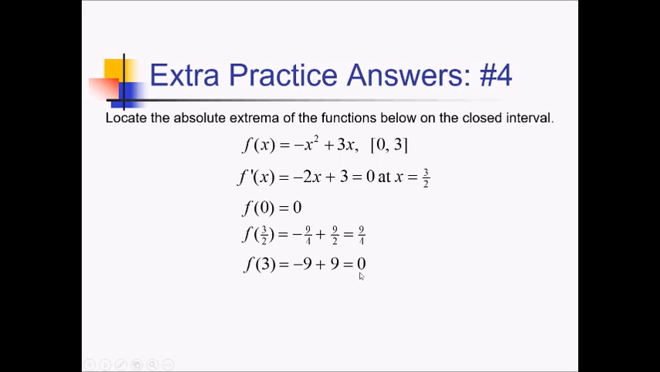So it looks like there's a tie for the absolute min. We have 0 and 0, so those are both absolute mins. And the other one, which is bigger than the zeros, is the 9 fourths, so that is the absolute max.